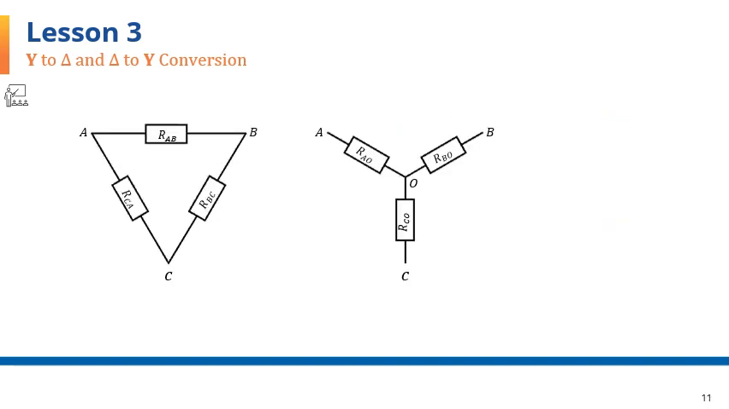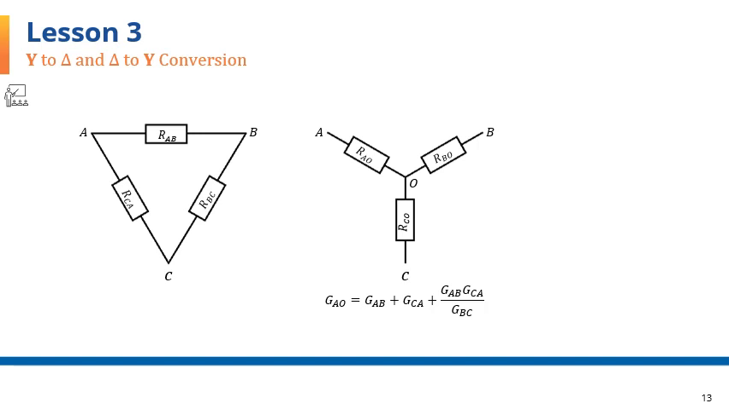Now we'll get to conversion of delta to Y. For this case, I'm going to use the conductance equivalent of each resistance in the delta configuration and calculate the conductances of the equivalent Y before converting them back into resistances. The reason for this approach is that dealing with conductances results in equations that are similar to those we have seen for Y to delta conversion, which makes it easier to commit them to memory.